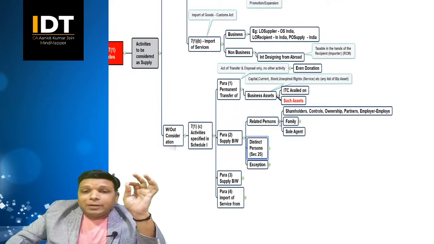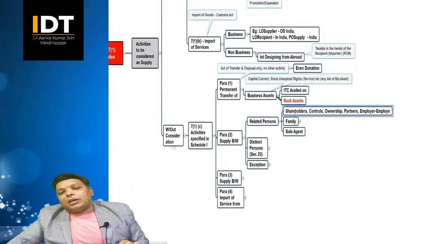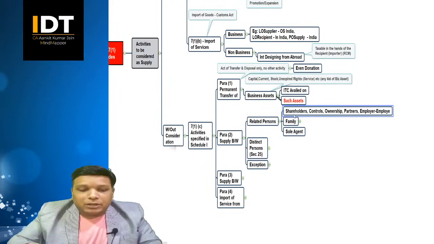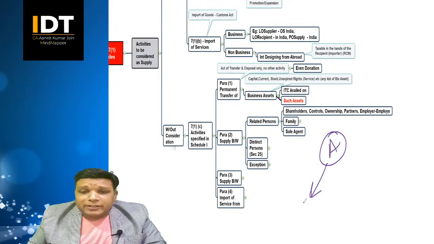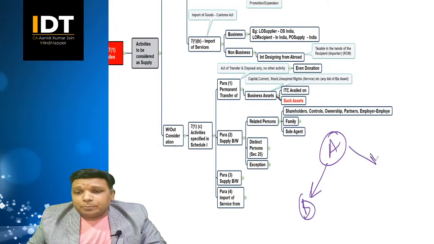Now what do you mean by related person? Related person का मतलब क्या हो गया? Shareholders हैं. That means there's one company A. There's one company A who is holding shares in company B, who is holding share in company C.